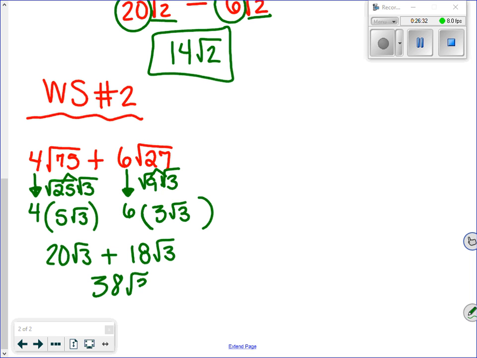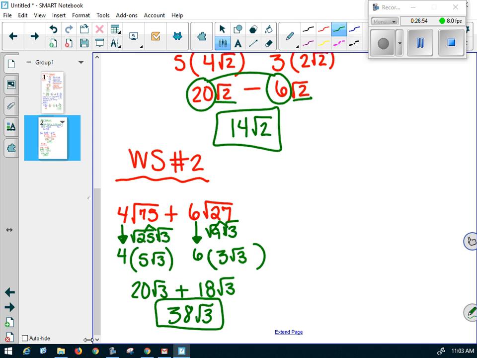38 square roots of 3. Okay, and again, you're asking, do you have a square root in the denominator? No. Can your square root simplify? No. And can anything else simplify? No. And I'm going to keep repeating that so that you're thinking about those questions. All right, last thing is multiplying and dividing. So again, put your worksheet away for a minute, please. Go back to your notes.